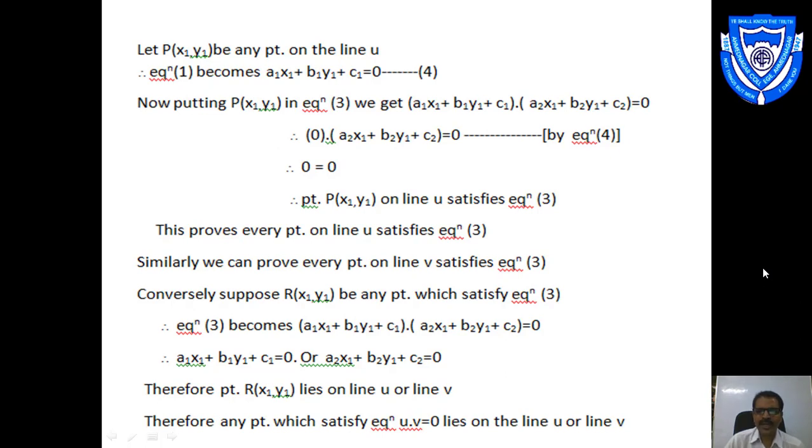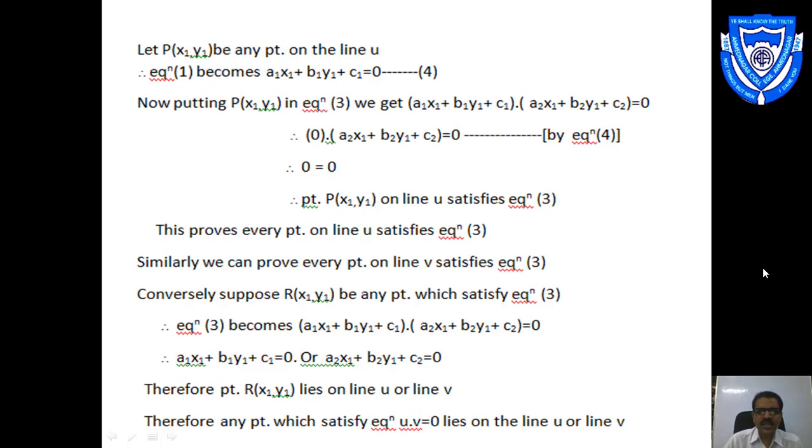Similarly, we have to prove that every point on line V also has its coordinates satisfying equation 3. But there is no need to prove it precisely, because it has been proved that any point on line U satisfies equation 3. So similarly, we can declare that any point on line V also satisfies equation 3. So you can put the next statement: similarly, we can prove that every point on line V satisfies equation 3.